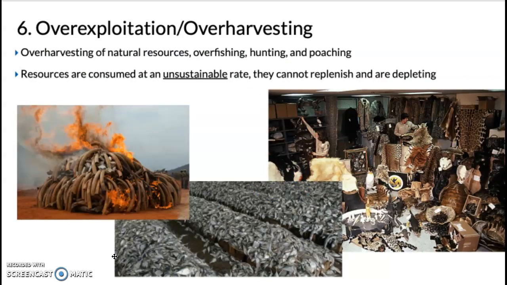The O stands for overexploitation or overharvesting. So again, as our population size increases, we are using more and more natural resources. We also are overfishing and fishing unsustainably, overhunting, and poaching. So when we use resources at an unsustainable rate, that means that they're not replenishing and they are being depleted.